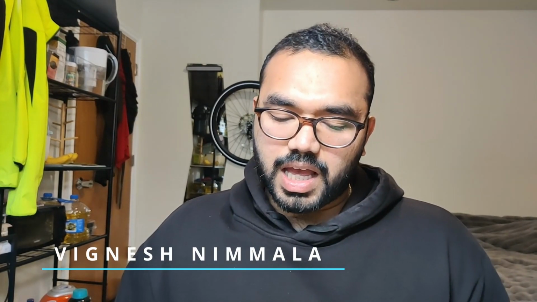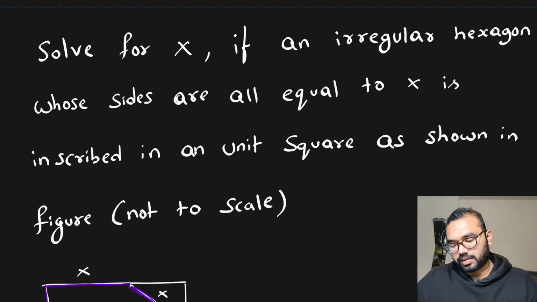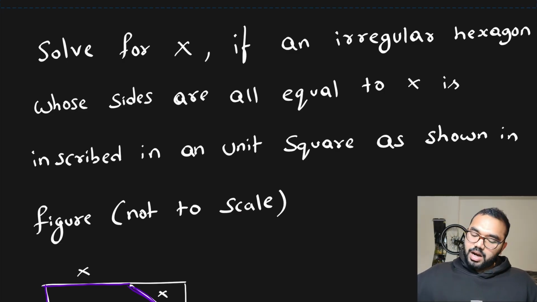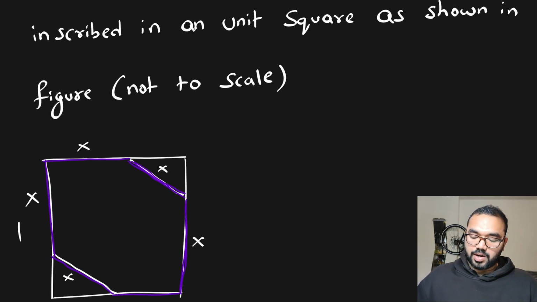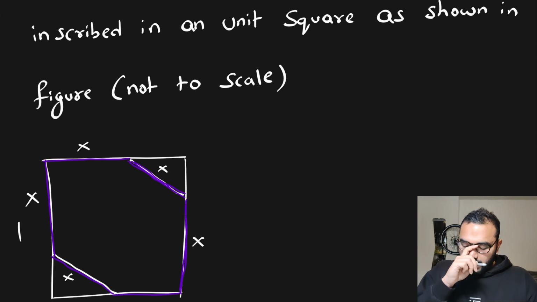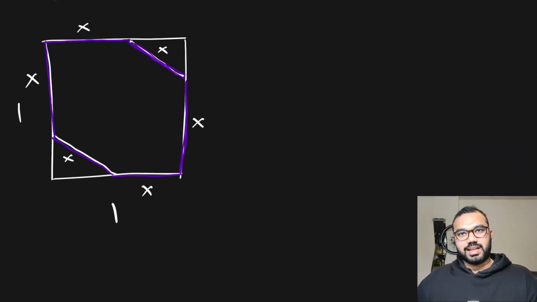Today I have a problem. This is asked in one of the university entrance exams. The problem is: solve for x if an irregular hexagon whose sides are all equal to x is inscribed in a unit square, as shown in the figure, not to scale. So what we have to do is find the x value, which is the length of the side of the inscribed irregular hexagon. Let's see if we can solve it.